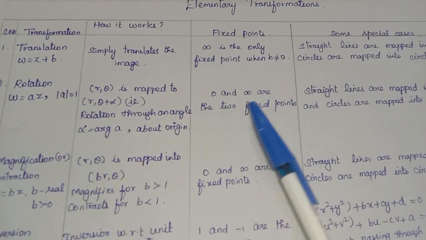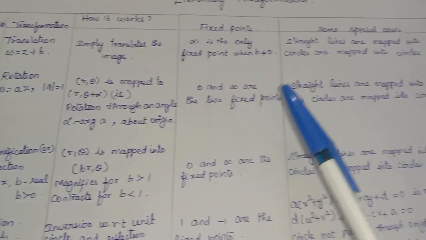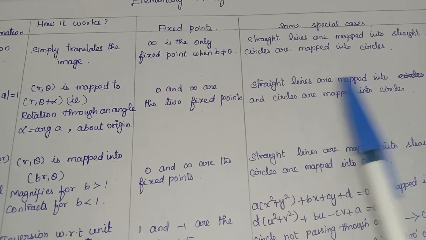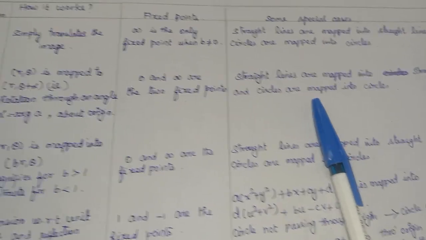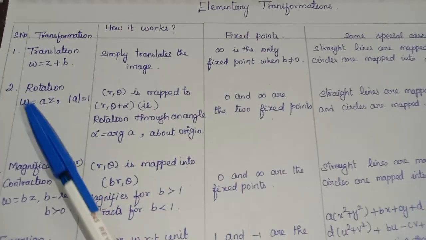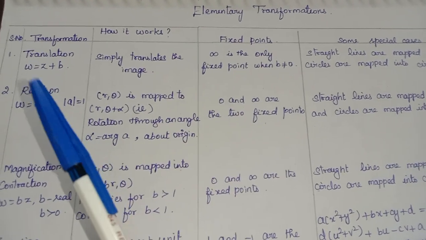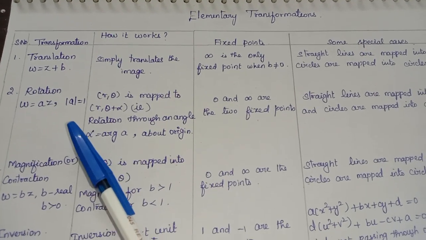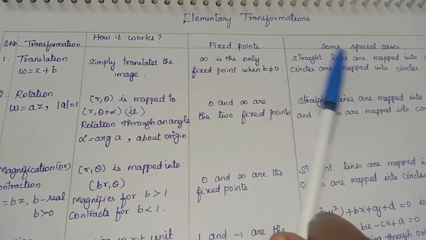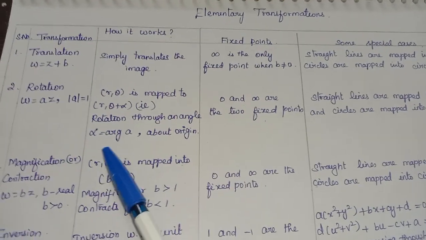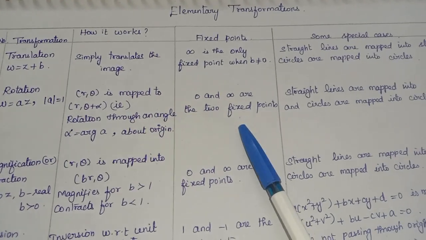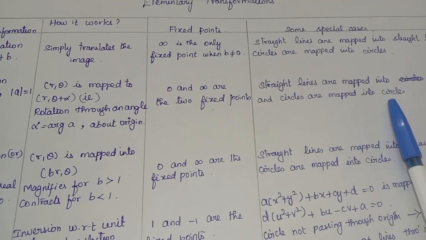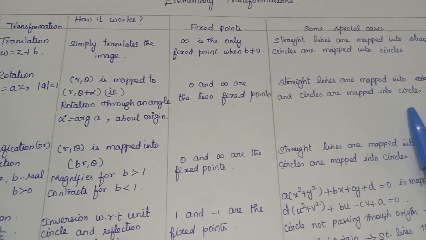Here 0 and infinity are fixed points. Here also the circles are mapped into circles and the straight lines are mapped into straight lines. So rotation preserves the size and shape, it just changes the orientation. It rotates through some angle given by the argument of A. 0 and infinity are the fixed points. Here also straight lines are mapped into straight lines and circles are mapped into circles.